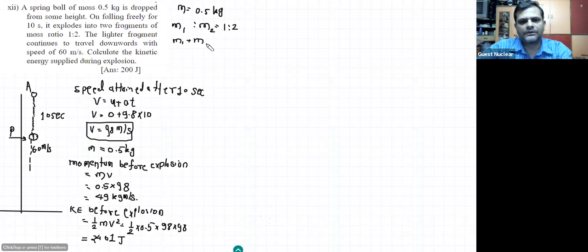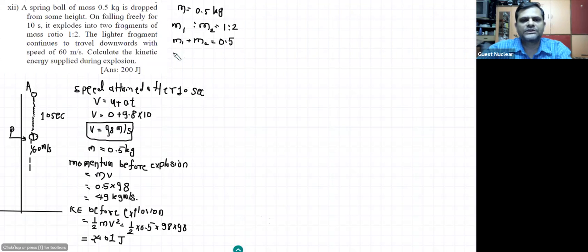m1 plus m2 is going to be 0.5 because they are the parts of the same body, so the sum of these two masses is going to be 0.5, but the ratio of the two is going to be 1:2. Okay, so how much will be m1 and how much will be m2 in terms of m? If you try to find out, m1 is to m2 equal to 1:2 means m1 upon m2 equal to 1/2, that is, m2 is going to be 2 times of m1, right?